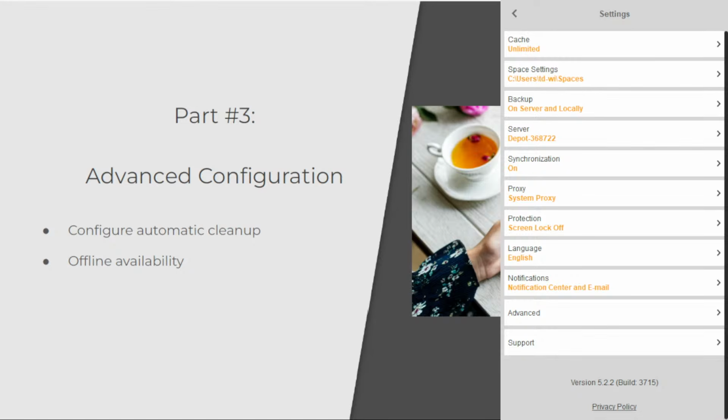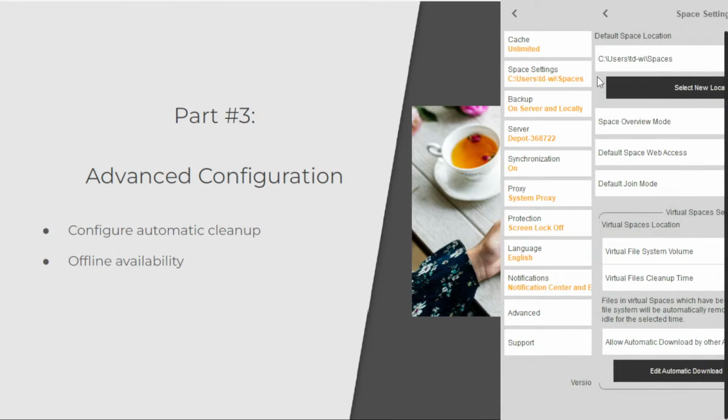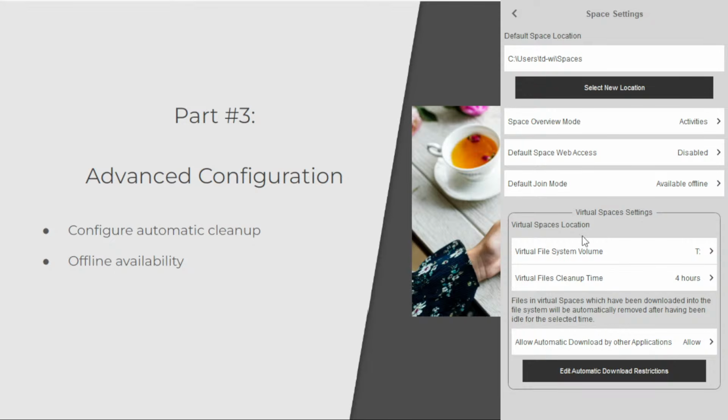and once you have opened the settings, you want to navigate to the space settings tab. Again, if you are in portrait mode, you have the title space settings. If you're in landscape mode, it will simply say space. So once we've clicked there, we need to go to the virtual space settings section here.